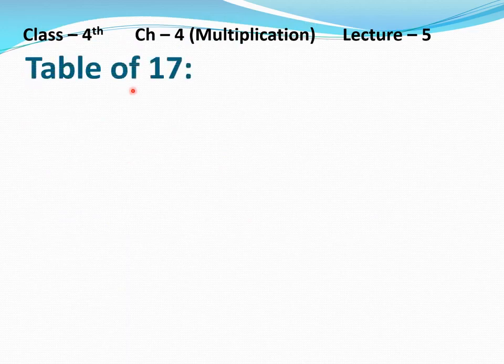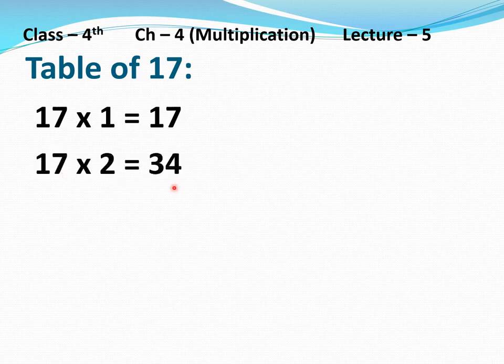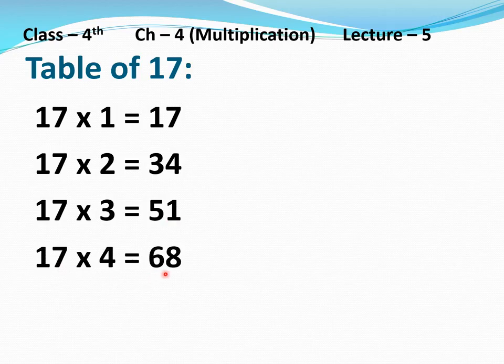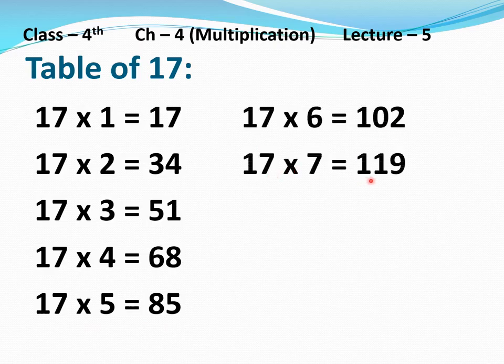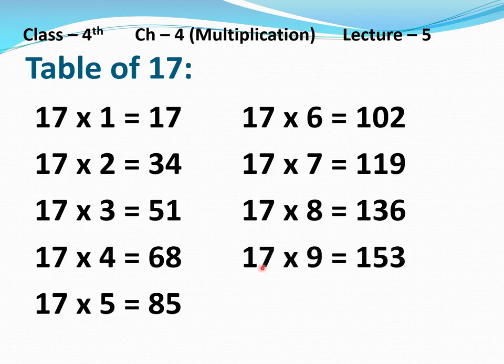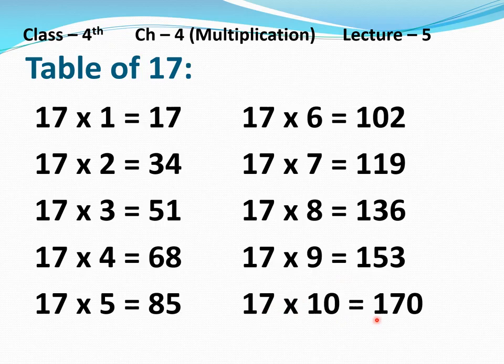Now table of 17. Speak with me. 17 ones are 17, 17 twos are 34, 17 threes are 51, 17 fours are 68, 17 fives are 85, 17 sixes are 102, 17 sevens are 119, 17 eights are 136, 17 nines are 153 and 17 tens are 170.